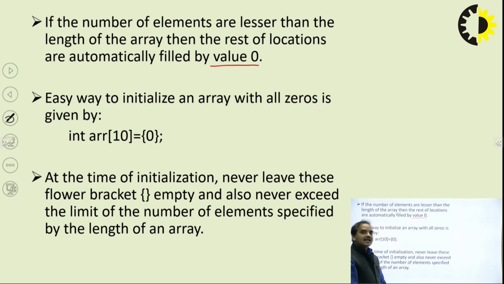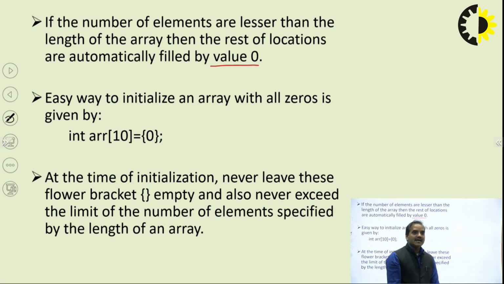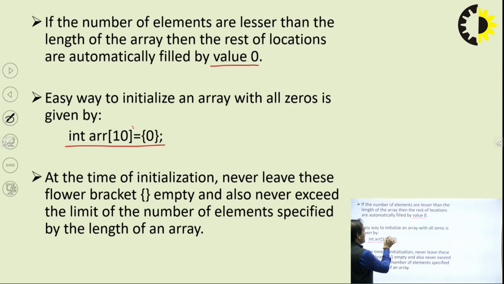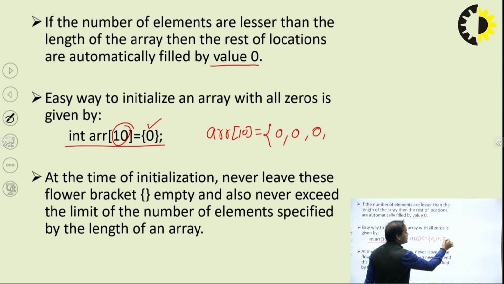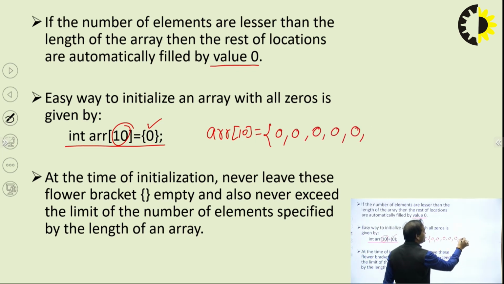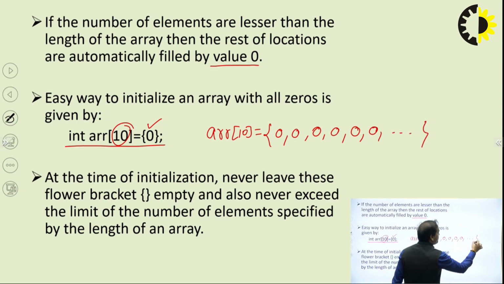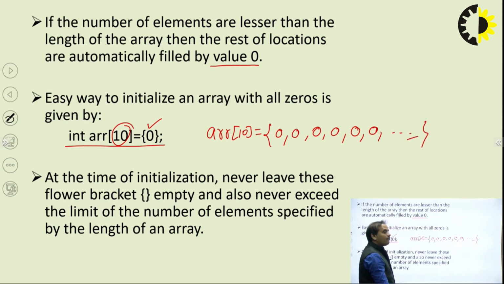The second point is an easy way to initialize an array with all zeros, given by int A[10] = {0}. That means we initialize all the positions of the array to 0, 0, 0, 0, 0, 0 up to 10. All the values of the given array are 0.